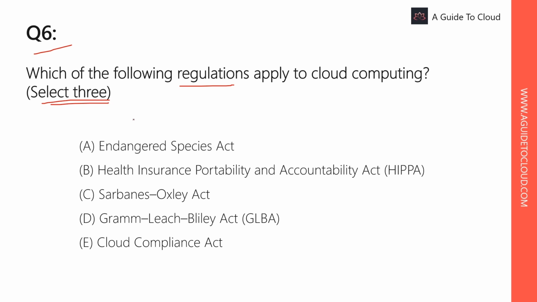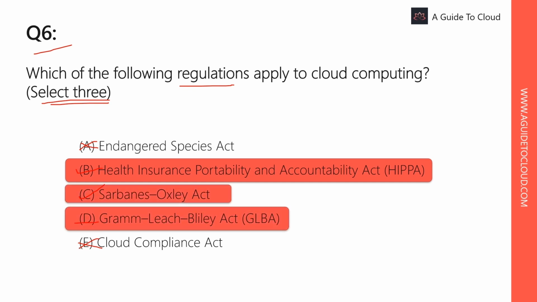The options are: Endangered Species Act. I don't think this has anything to do with cloud, so I'm eliminating this. This is some Animal Protection Act. B, HIPAA. Yes, definitely HIPAA is a regulation for cloud computing. Sarbanes-Oxley Act. Yes, that is part of cloud regulation. Gramm-Leach-Bliley Act, GLBA, is again part of cloud computing regulation. Cloud Compliance Act, I never heard of it. I don't think that's even a regulation for cloud computing. So the right options are B, C, and D.